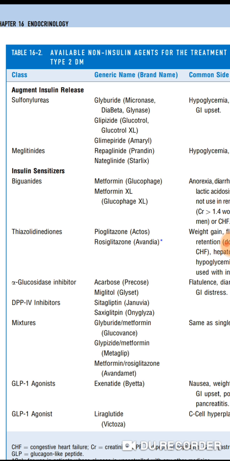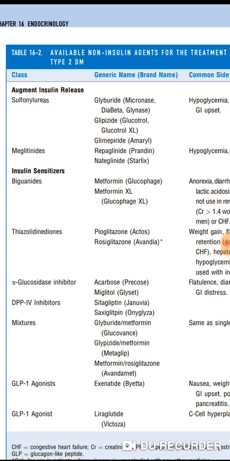So various drugs available in the sulfonylureas group include glyburide, glimepiride, and glipizide, while meglitinides include repaglinide and nateglinide. Other side effects associated with sulfonylureas include SIADH, the syndrome of inappropriate ADH secretion, and photosensitivity, but these are not very common.